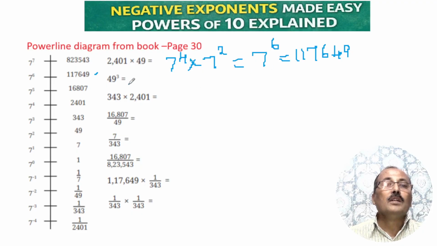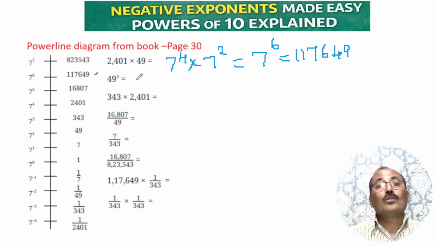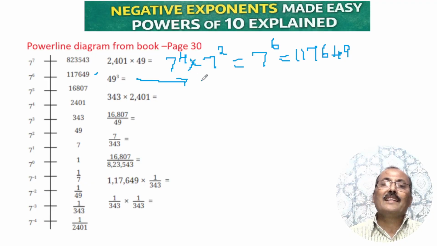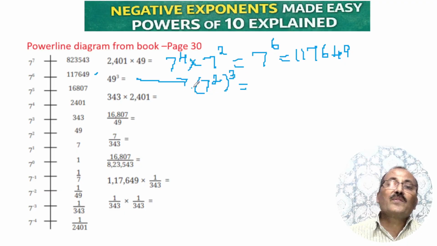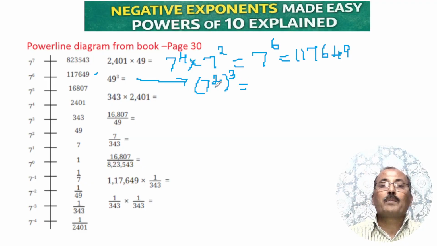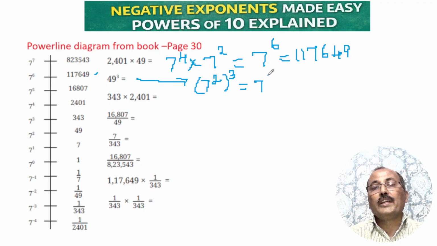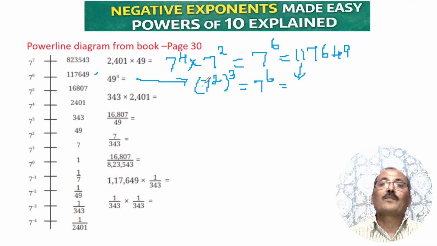Okay, what about 49 cube? 49 cube, how to find out? 49 cube is not given at all, no. This is called a tricky question, concept. What is that? We know 49 is nothing but 7 square. 7 square whole cube. 7 square is 49. Whole cube is given already. So now we are using the power formula. A power m whole power n is A power m into n. 2 into 3, that is 6. Same answer. There is no change in the answer for both. Both are same only.